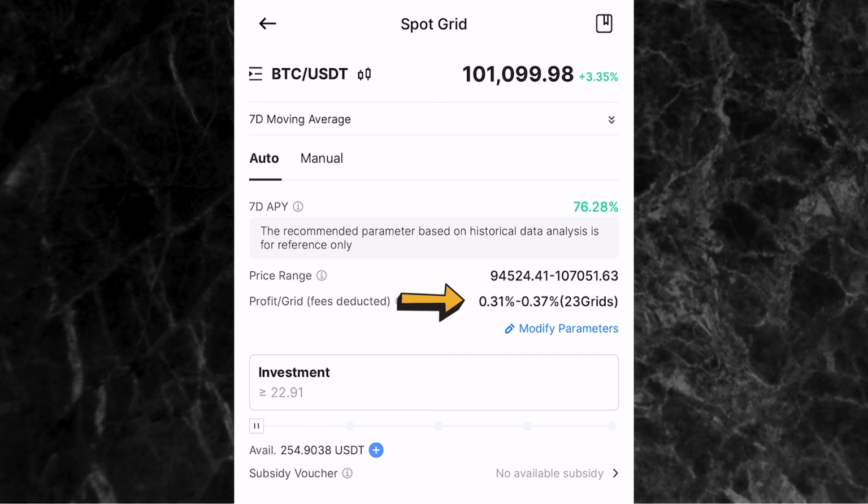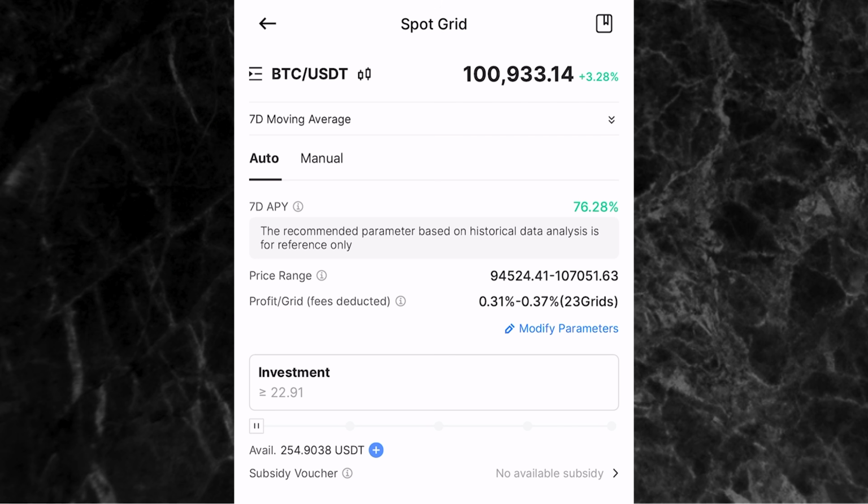Now, what is the meaning of this? Now, what this means is that the trading bot can take a maximum of 23 trades for you at once. And also, it means that there are 23 intervals within this price range. Remember, the price range is $94,000 to $107,000. So that means there are 23 intervals within that price range. And for every interval or for every grid, the profit you are going to be making is 0.31% to 0.37% for each grid.